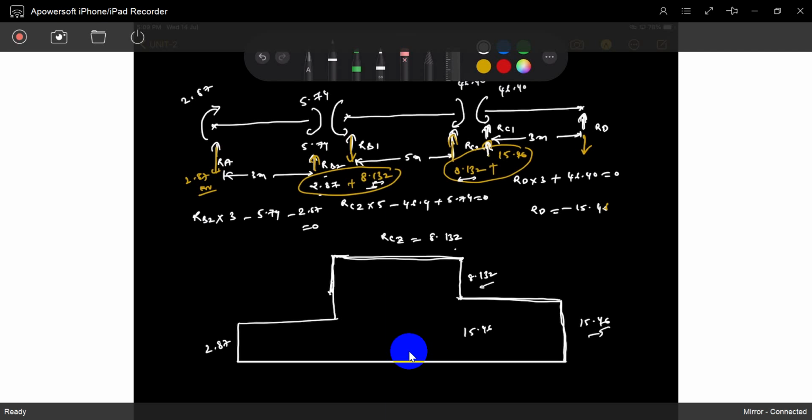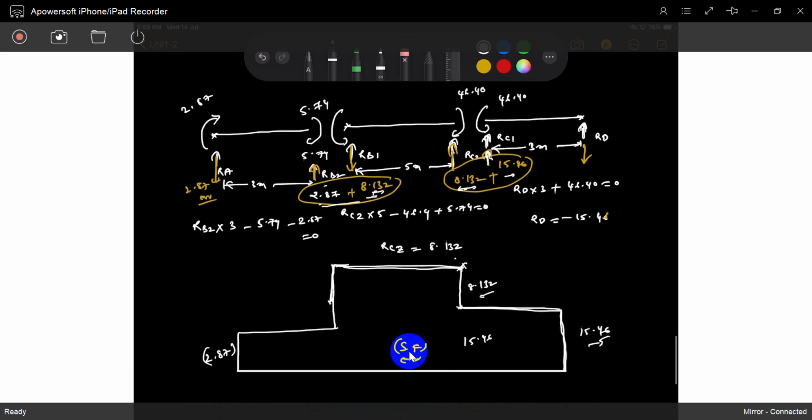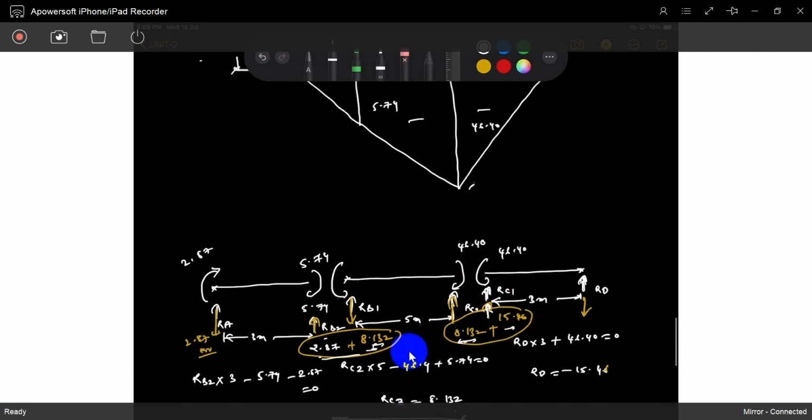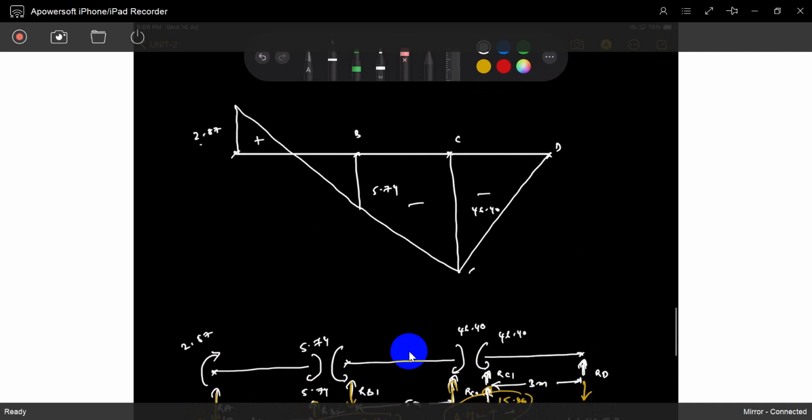Maybe just check the values. If you check the values you can get the clear picture. The reaction at C is 15.6, so this value we will get. Reaction at B you will get 8 plus 10 value. So like this, this is 2.87, and something like this the shear force will come. Check the values. Maybe I think the values are wrong. I think that's why it gives something like this. Okay, so that's the problem.